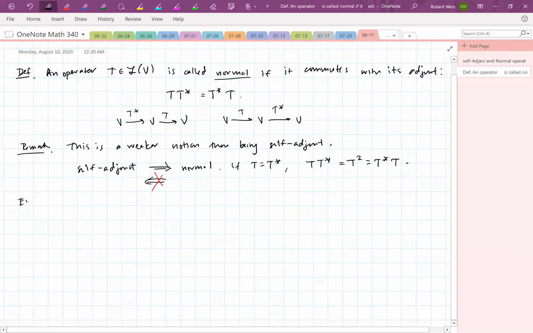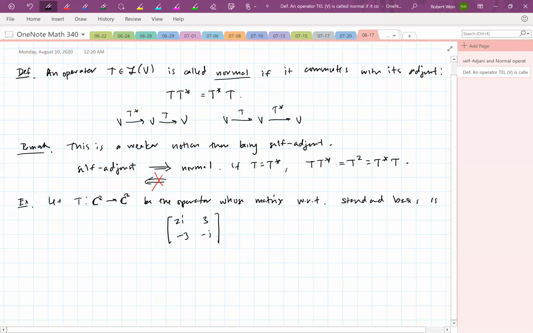So our example should be some kind of matrix. Let T from C2 to C2 be the operator whose matrix with respect to the standard basis, so again that's a nice orthonormal basis, is say 2i 3 minus 3 minus i. Okay, so this matrix is not equal to its own conjugate transpose because it has non-real numbers along the diagonal. So this is the matrix of T. The matrix of T star will be the conjugate transpose. So you have to conjugate everything and then transpose it across. These two matrices are not the same, so they don't give the same linear map.